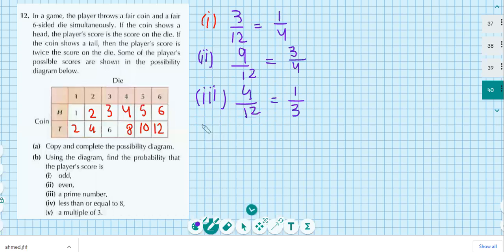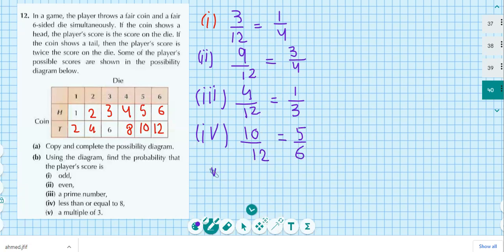Fourth, less than or equal to 8. Less than or equal to 8 are 1, 2, 3, 4, 5, and this one. So 1, 2, 3, 9 numbers are less than, sorry, another this one. 10 numbers are less than or equal to 8. So 10 over 12. The reduced fraction will be 5 over 6.